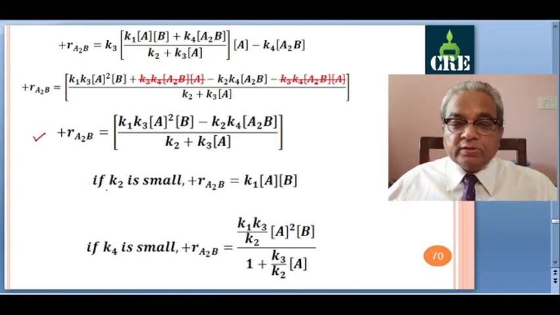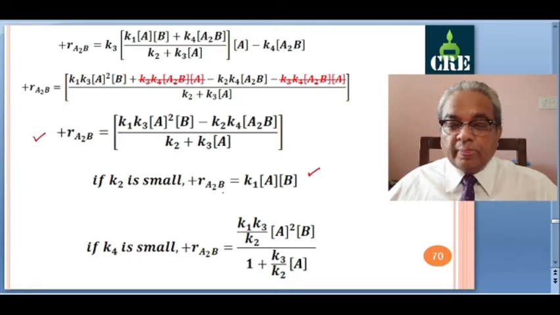Now we apply the conditions. If K2 is small, this term goes, and K3 cancels out. We are left with K1. A cancels out with this square term. So we get AB, so a K CA CB kind of term. If K4 is small, this will not go.